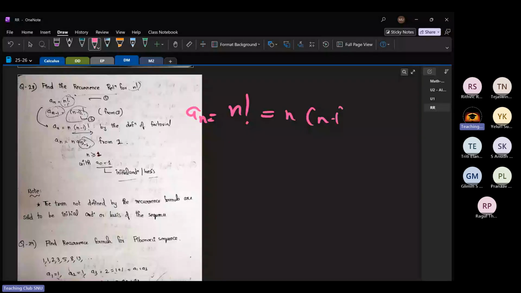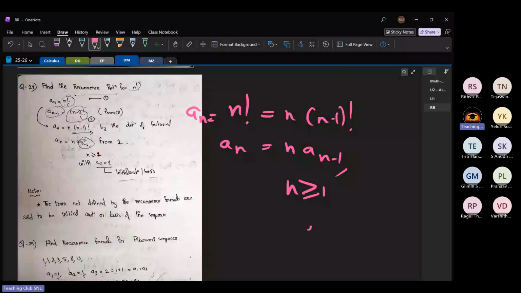Where n is greater than or equal to 1, because we have not defined anything for n equal to 0. If you put n is equal to 0, we have not defined anything for a_(minus 1). That does not make sense. So if n is equal to 1, a_0 is defined, which is 0 factorial, right? So that is there.